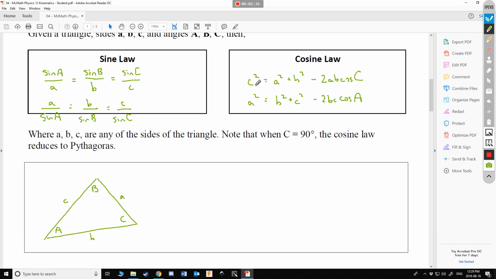One thing to note is, when you look at this, this actually looks like Pythagoras. c squared is equal to a squared plus b squared. Then you have this minus 2ab. But guess what happens when the angle is 90 degrees? Cos 90 is just 0, so it goes away.